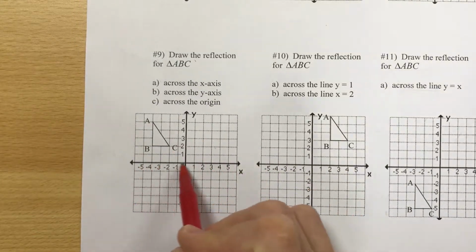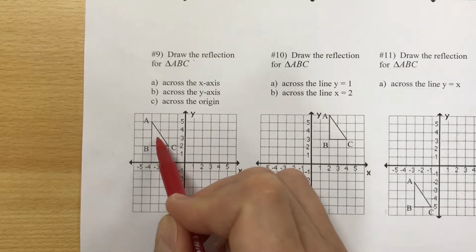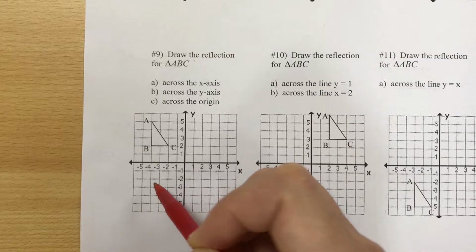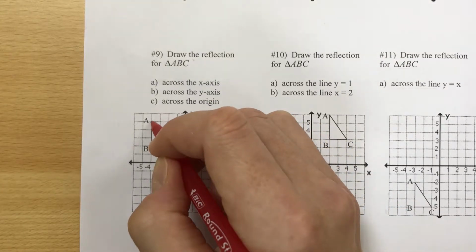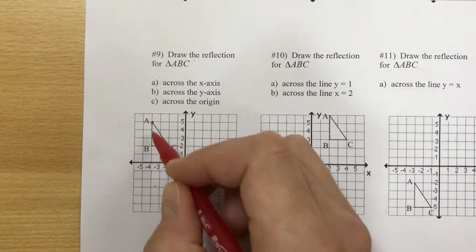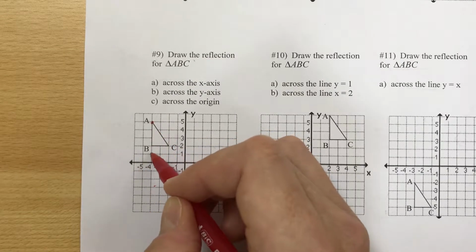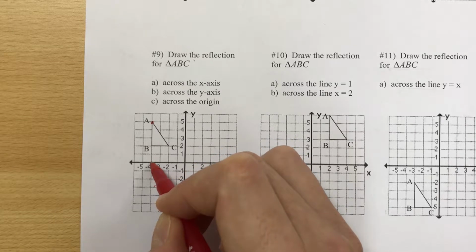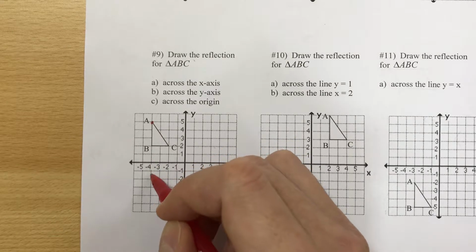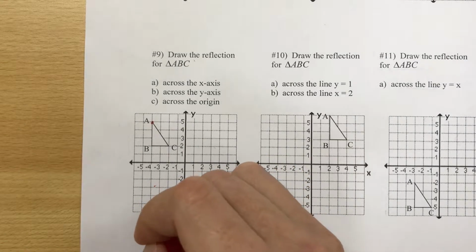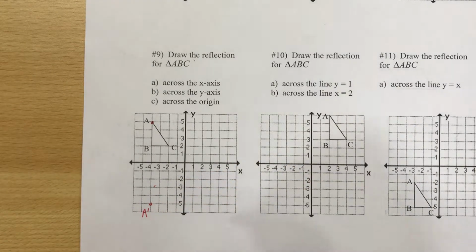So if we go across the x-axis, notice that we're above, so that means we're going to reflect it below. We're going to go down. So I'm going to take each point. Here's A. I'm going to count straight down to the line of reflection. 1, 2, 3, 4, 5. And then I have to count the same distance because the points will be equidistant. 1, 2, 3, 4, 5. And there's A prime right there.